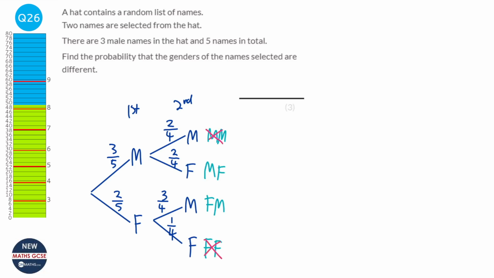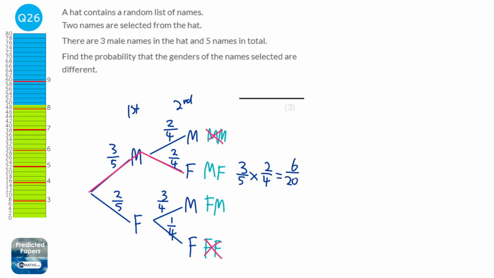The way that tree diagrams work is as you go along the tree, any fractions you go across, you multiply together to find the outcome. So this will be 3 over 5 times 2 over 4. I realise I could cancel 2 over 4, but I generally cancel at the end. So 3 times 2 is 6, 5 times 4 is 20.